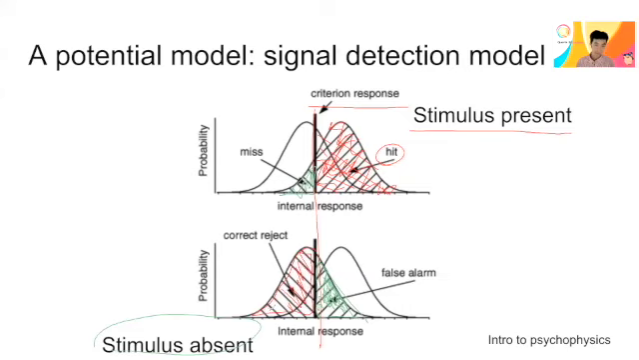So the assumption here is that our response is distributed like a Gaussian, and then we are setting some kind of criterion to say yes or no.